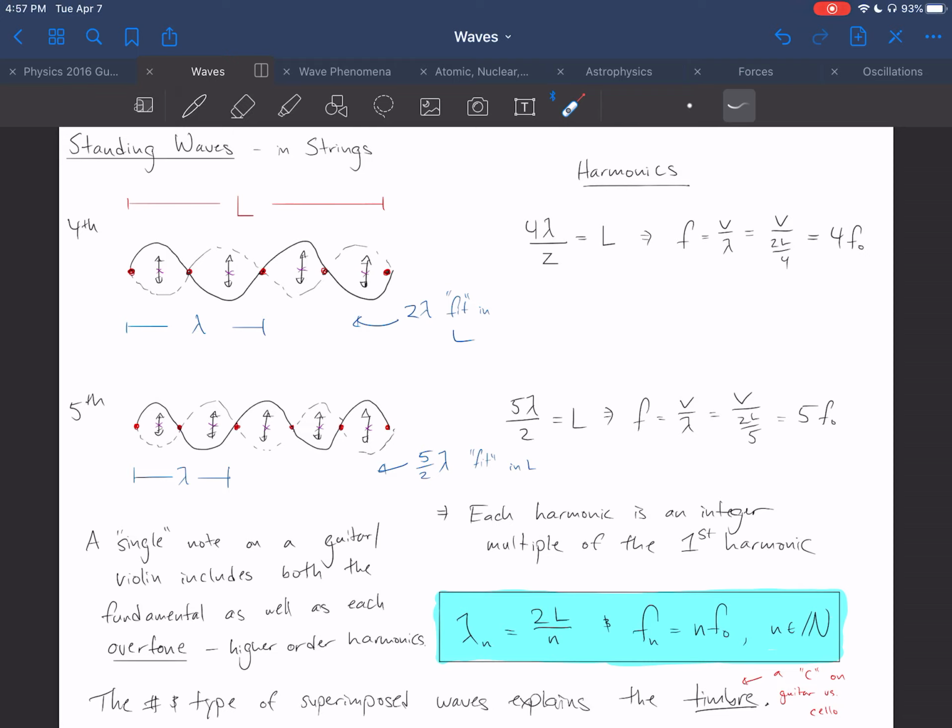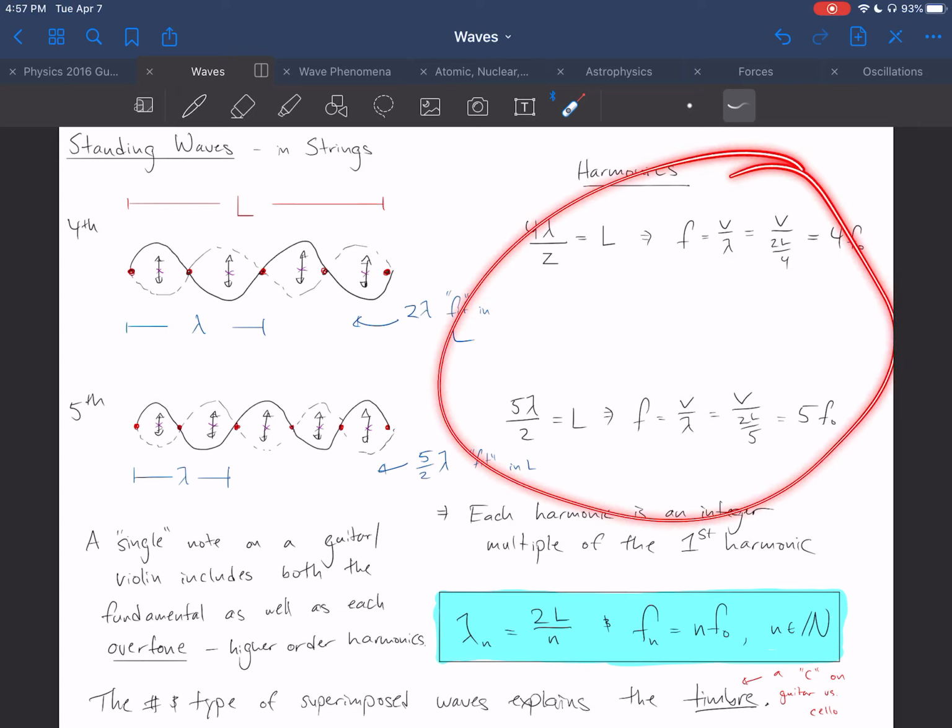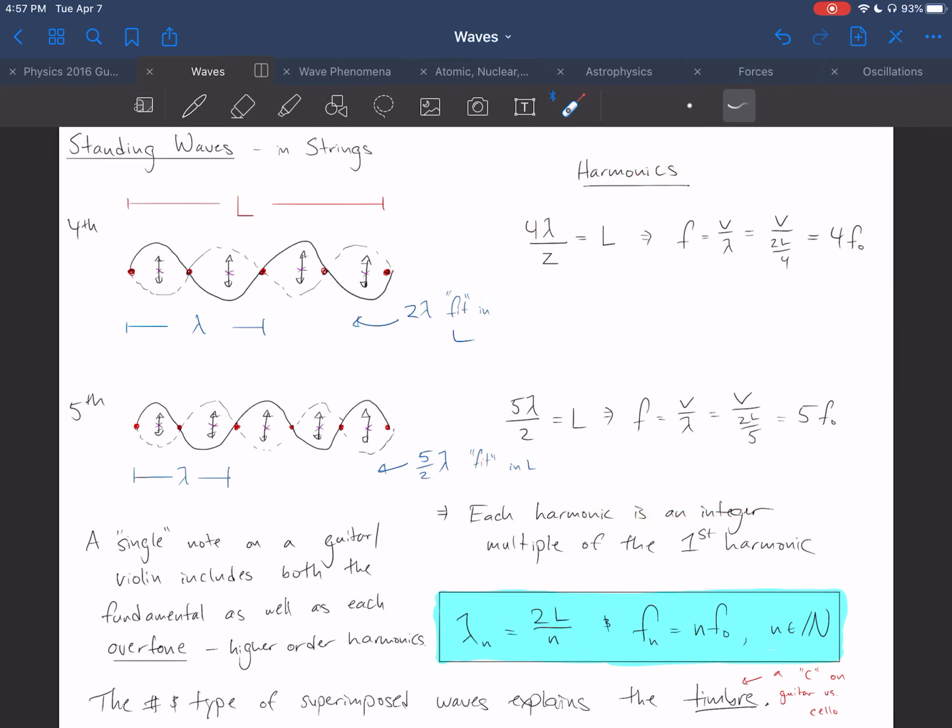Note that if we take this mathematical relationship between the frequency, the length, and the velocity, we can summarize it in this chart here, giving us that lambda sub n for n in the integers is equal to 2L over n, and then the frequency corresponding to the harmonic, so f sub 4 for the fourth frequency, is equal to 4 times f sub 0, that fundamental.